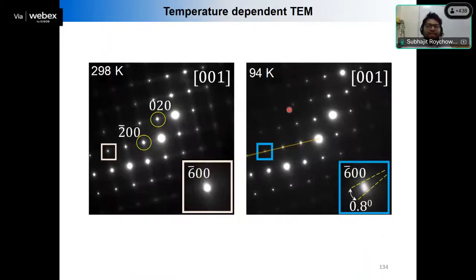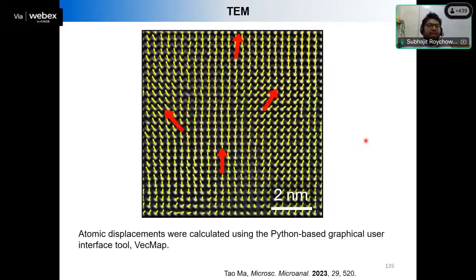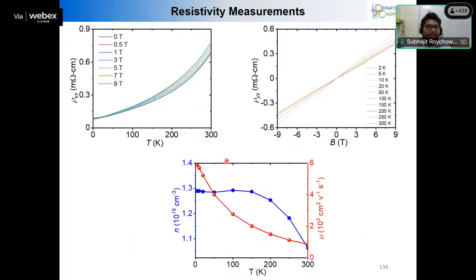Then we did temperature dependent TEM, and from that we observed that when we decrease the temperature to 94 Kelvin, we can see the peak start splitting. So you can see here from the TEM, we can see different ferromagnetic regimes, which gives the ferroelectric distortion.